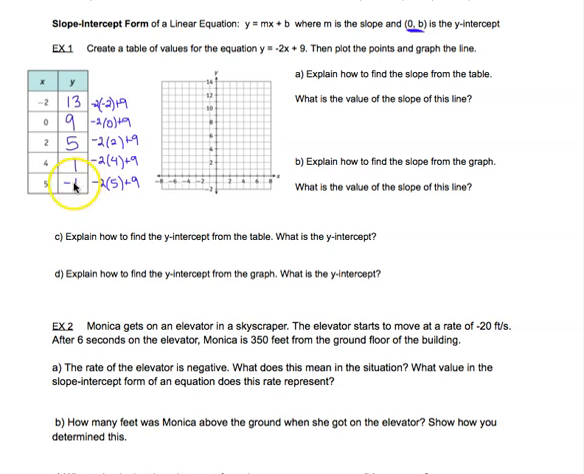So now I have a list of 5 ordered pairs, because remember that a table is really just another way of writing ordered pairs. So if I plot these points, I would have (-2, 13). So here's -2 all the way up to 13. Then I've got (0, 9). Then I've got (2, 5). (4, 1). And last but not least, (5, -1).